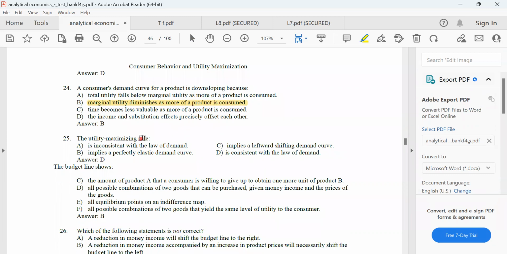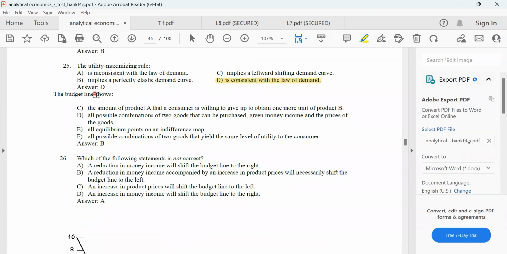The utility maximizing rule is inconsistent with the law of demand, implies a leftward shifting demand curve, implies a perfectly elastic demand curve, or is consistent with the law of demand. Of course we agreed that the utility maximizing rule is closely tied to the law of demand. The budget line shows, and of course when we covered the budget line it had this shape.